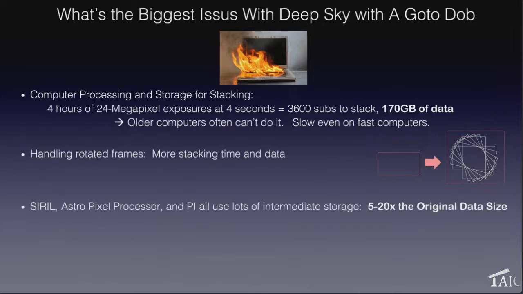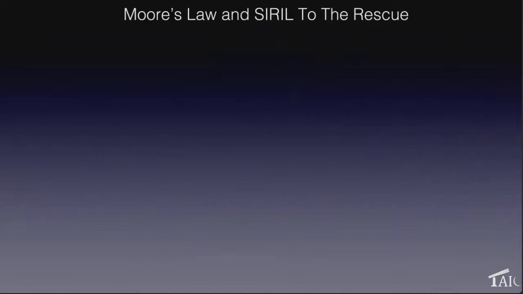So Siril, AstroPixel Processor and PI also use a lot of intermediate disk space. It can be 5 to 20x the original data size. So if you have 100 gigabytes of data, it might need 500 gigabytes or a terabyte of intermediate storage while it's doing its work. And so you just need these big, fast SSD drives just to have it do its work. So what's to the rescue?